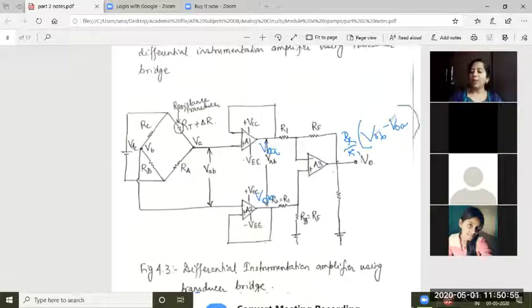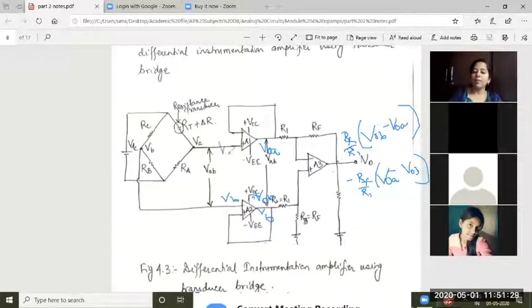What if I want to write it as VOA minus VOB? If I just want to reverse this, this will come with a negative sign. So minus RF by R1 into VOA minus VOB. So I know VOB is same as, if I have VB here, output of this is also VB only. VOB is same as VB.